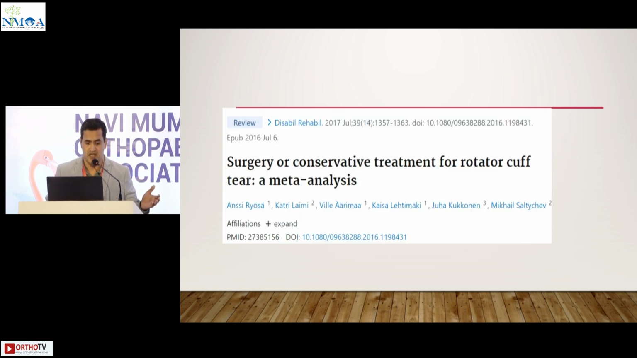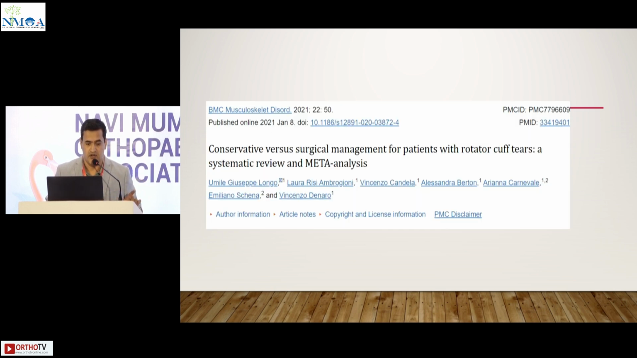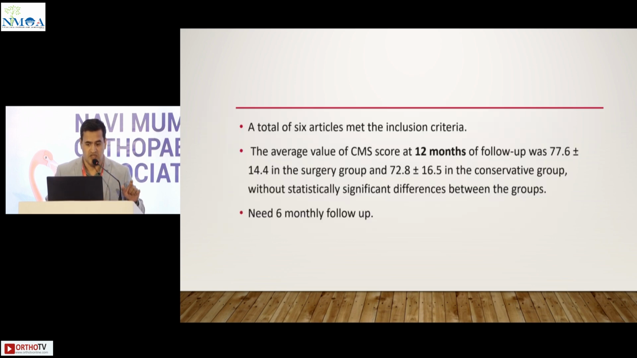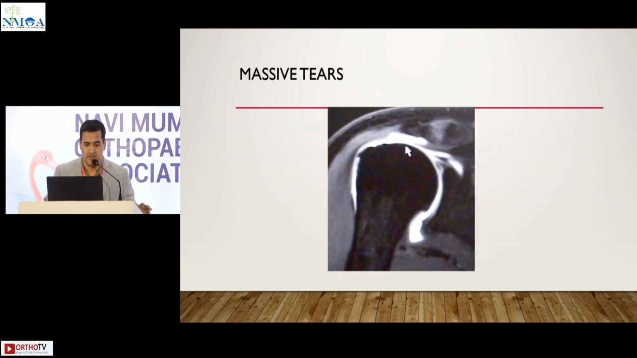Now, what is the literature? There is a meta-analysis which shows there is no clinical difference between surgery and conservative treatment at 1 year follow-up. Again, a second meta-analysis shows the Constant-Murley score at the end of 12 months is 77 in operative and 72 in non-operative. So there are higher surgical failure rates in older patients, massive tears, and with tear retraction more than 2 to 2.5 centimeters and fatty degeneration. So you have to be very cautious while treating these patients.